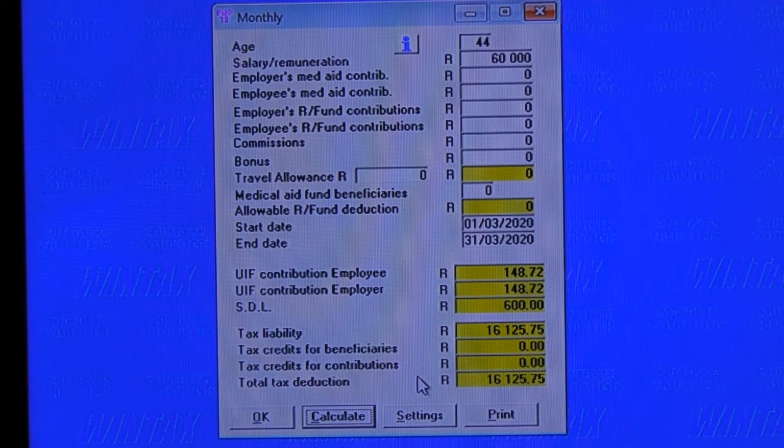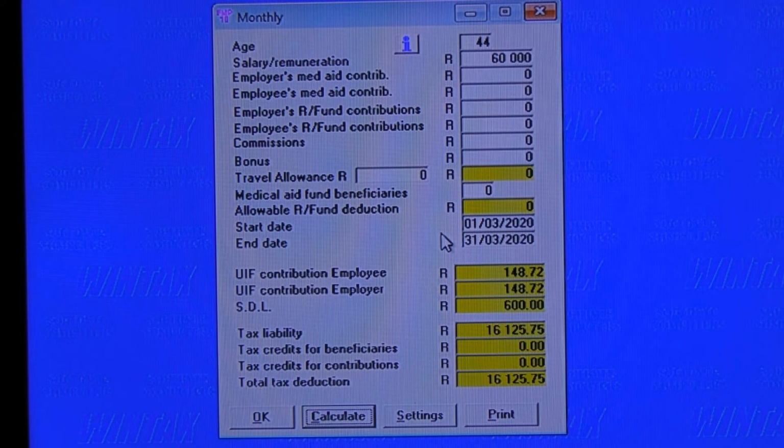I have opened the monthly calculator to illustrate an example where a taxpayer earns a monthly salary of 60,000 Rand. We can see that the employer has used the annual statutory tables to determine that the pay-as-you-earn due for working a full month is 16,125 Rand and 75 cents. The start and end dates show that this is the month of March.